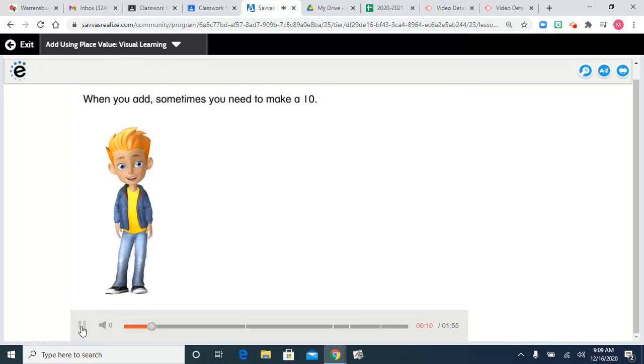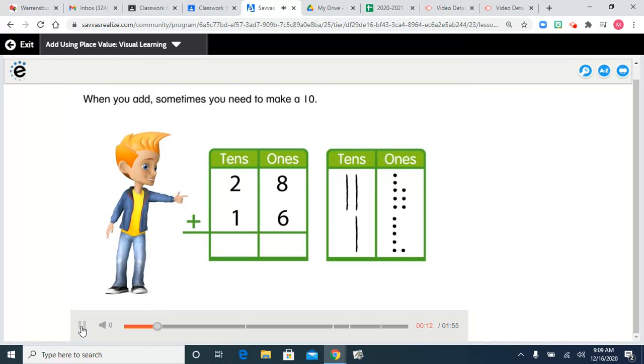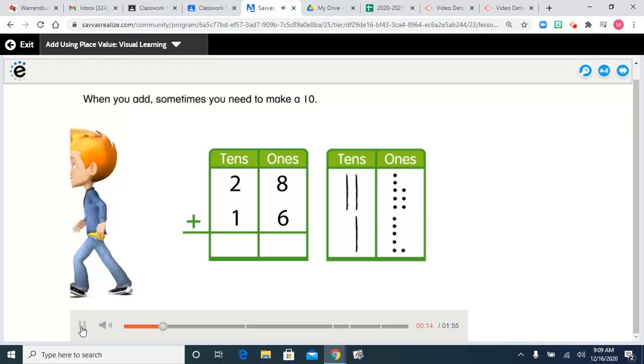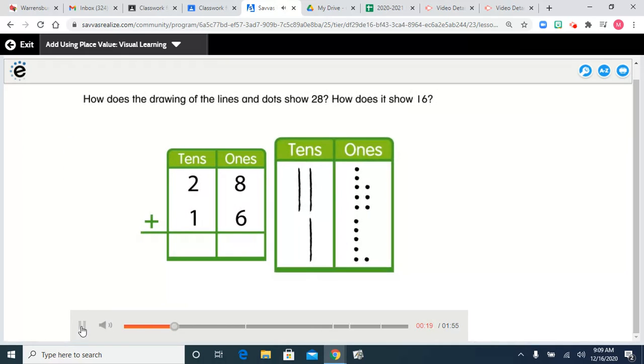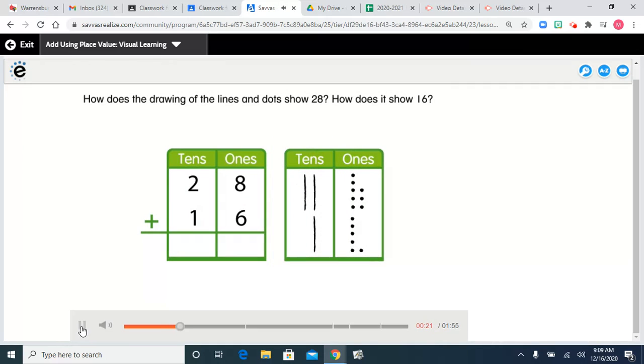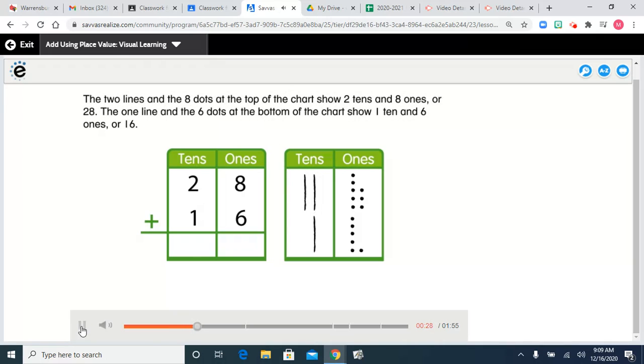When you add, sometimes you need to make a 10. How does the drawing of the lines and dots show 28? How does it show 16? The 2 lines and the 8 dots at the top of the chart show 2 10s and 8 1s, or 28. The 1 line and the 6 dots at the bottom of the chart show 1 10 and 6 1s, or 16.